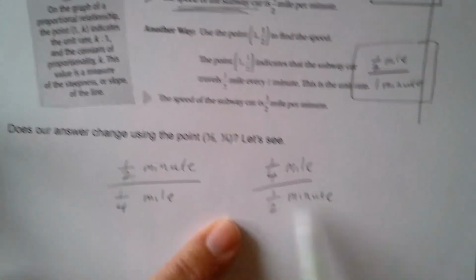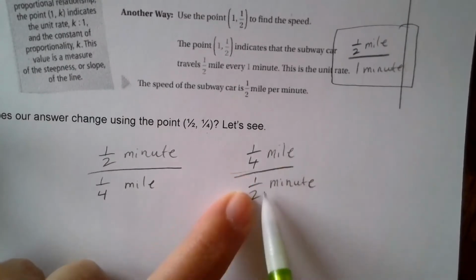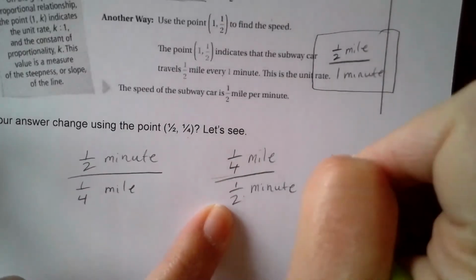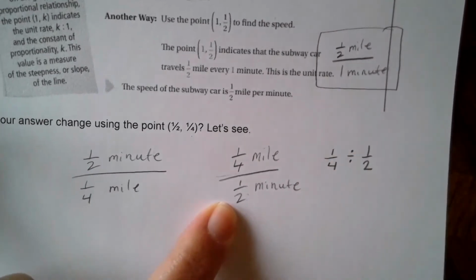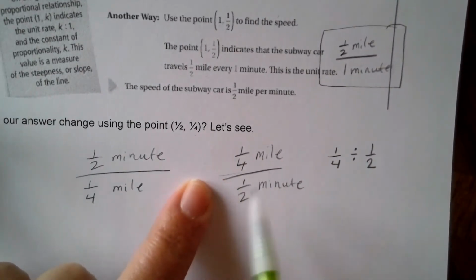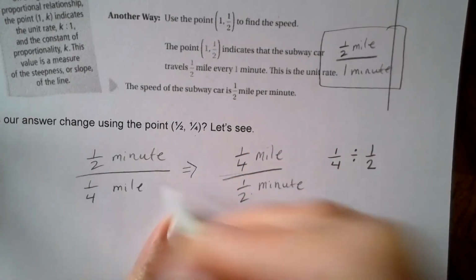All right, so what do we know about ratios? Well, really, they're just a division problem. So this is really 1/4 divided by 1/2. So I do 1/4 divided by 1/2. Okay, right? That's what that means. Remember from last time? So we just changed this here.